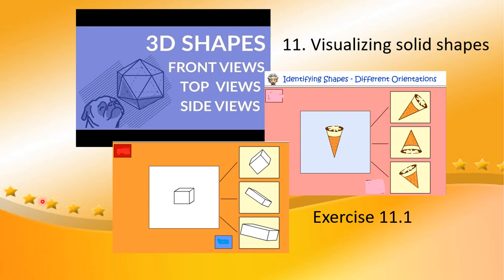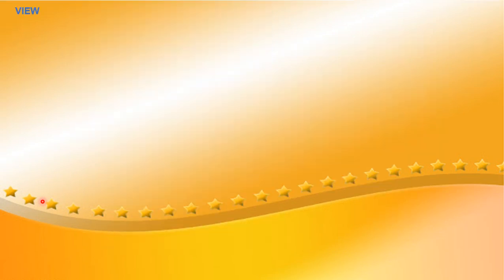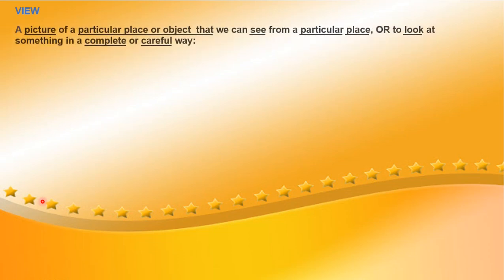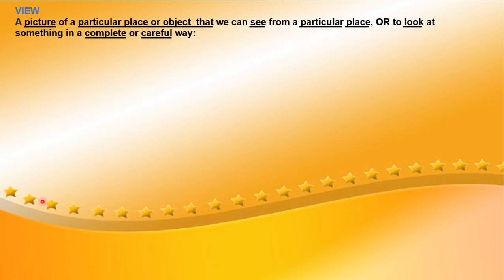Hello students, today we are going to solve exercise 11.1, Visualizing Solid Shapes, where we have the different views of three-dimensional shapes. So let us understand what a view is. A view is a picture of a particular place or object that we can see from a particular place, or to look at something in a complete or careful way is the meaning of view.